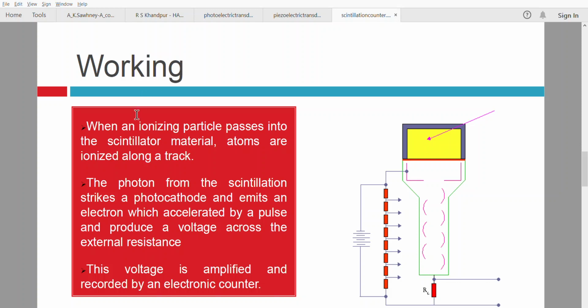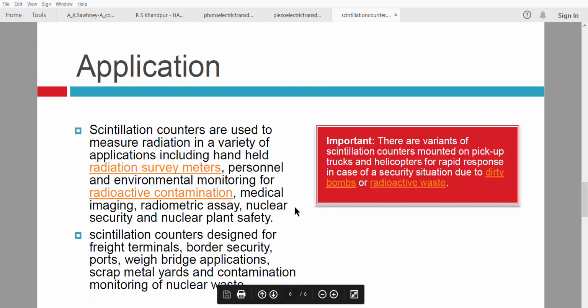When an ionizing particle passes through the scintillating material, atoms are ionized along a track. The photon from the scintillation strikes a photocathode and emits an electron, which is accelerated by the pulse and produces a voltage across an external resistor. The voltage is amplified and recorded by an electronic counter.